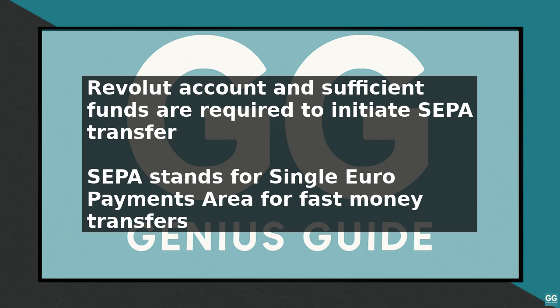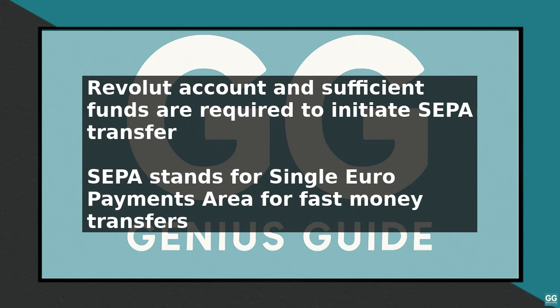To initiate a SEPA transfer through Revolut, you will need to have a Revolut account and sufficient funds in your account. First, log into your Revolut account on your mobile device or computer. Navigate to the Payments tab and select the option to make a transfer. Choose the account you want to transfer from and select SEPA as the transfer method.